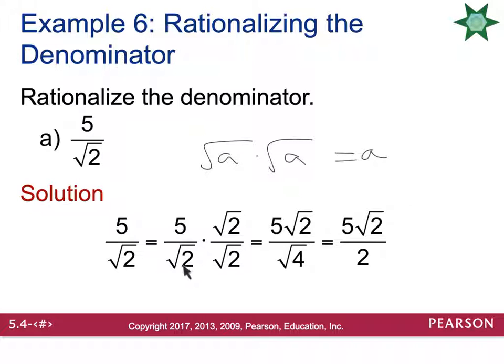So this becomes 2 in the denominator, and then it's just 5 times the square root of 2 in the numerator. So 5 times the square root of 2 over 2. So this would be the simplified version of 5 over square root of 2. Okay, and what we're doing is we're rationalizing the denominator. We're making sure that it's a rational number, not an irrational one. Because if it's irrational, it would still have the square root. So we're trying to get rid of the square root in the denominator there.